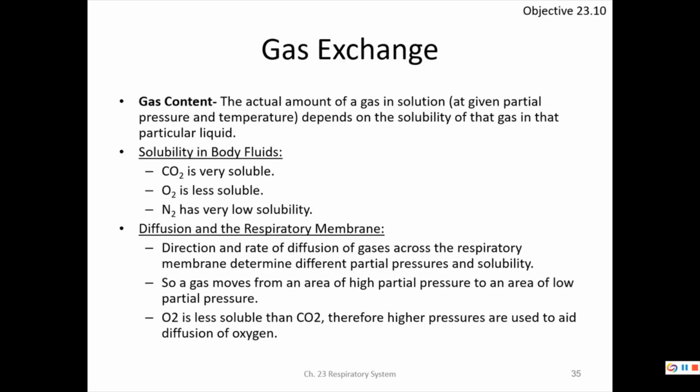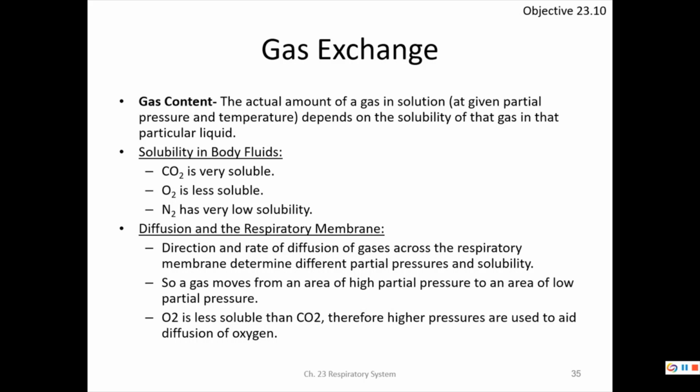O2 needs a higher partial pressure to aid its diffusion. CO2 doesn't need as much partial pressure because it's far more soluble and diffuses across the cell as well, not only in fluids, but also across cell membranes because of its chemistry. We will understand this better as we go, okay? I'll talk about that a little bit.